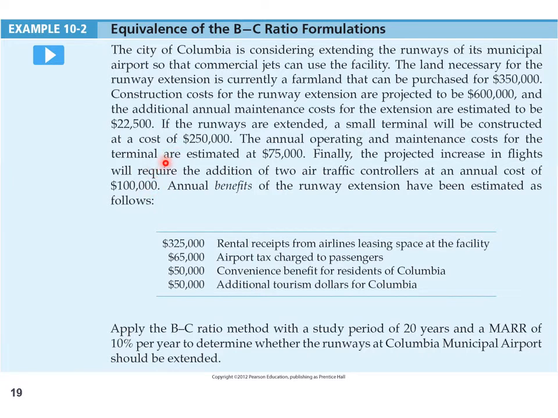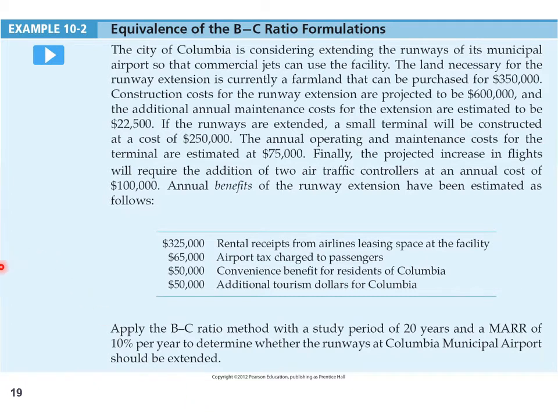Some of them are capital costs, some of them are annual operating and maintenance costs. And the annual benefits are listed like this. This much rental receipts for airlines, airport tax charged to passengers, convenience benefits for residents, and additional tourism dollars. These are the benefits and they are quantified. It says to apply the BC ratio method with a study period of 20 years and a MAR of 10% per year to determine whether the runways should be extended or not.